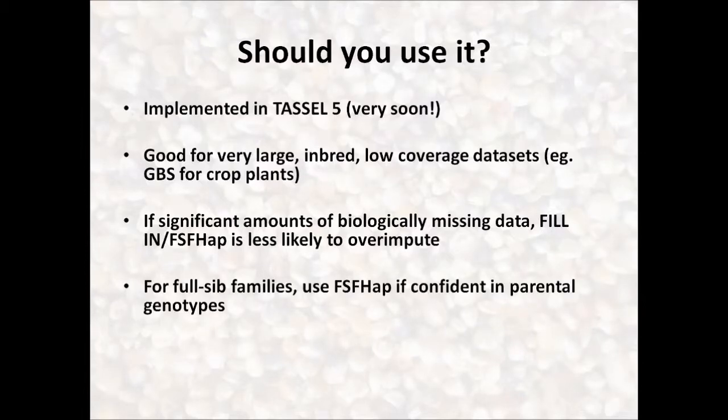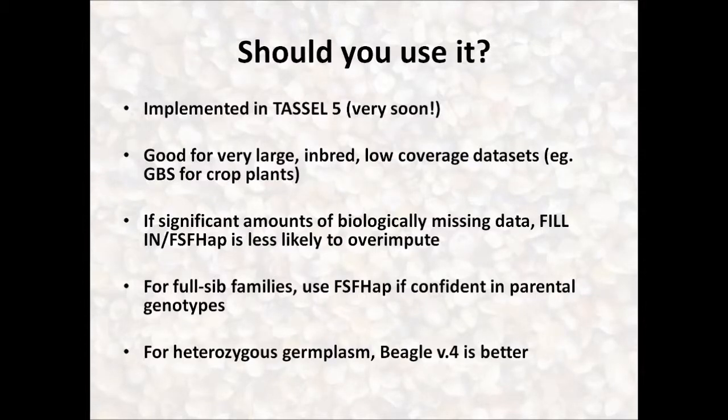If you're working with full-sib families, definitely use FSFHap, if you're confident in the parental genotypes, which means you believe the crosses are good. But if you're working with really heterozygous material, probably Beagle 4 is still better.